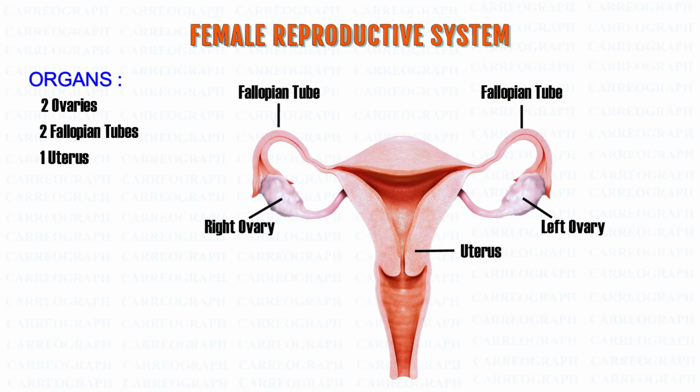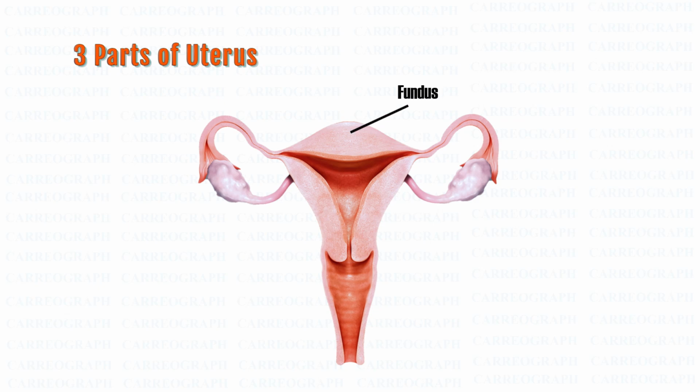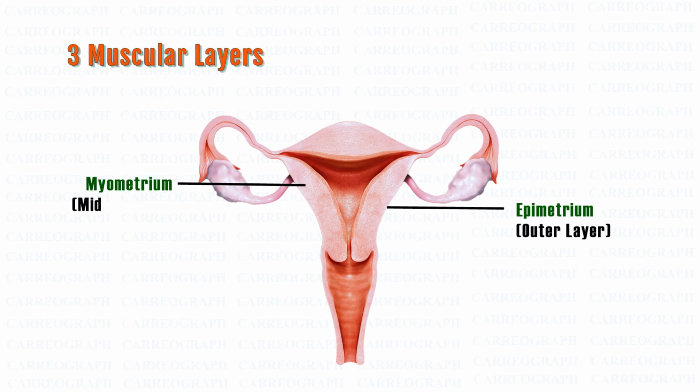Now, this uterus is an organ. There are three parts: fundus, then body, and cervix. Cervix joins with the vagina. And in the wall of the uterus, there are three muscular layers. Outer layer we call epimetrium, middle layer myometrium, and innermost layer is endometrium. This is the uterus.